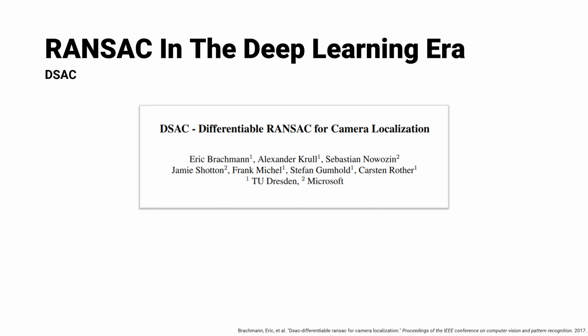So in the era of deep learning, you can basically take the same concept of RANSAC and model this into a neural network, and it's called differentiable RANSAC, right? In this particular paper, they show it for camera localization, and it's called DSAC. I would urge you to read this as well. In one of the future episodes, we are going to dive deeper into DSAC, so stay tuned for that.